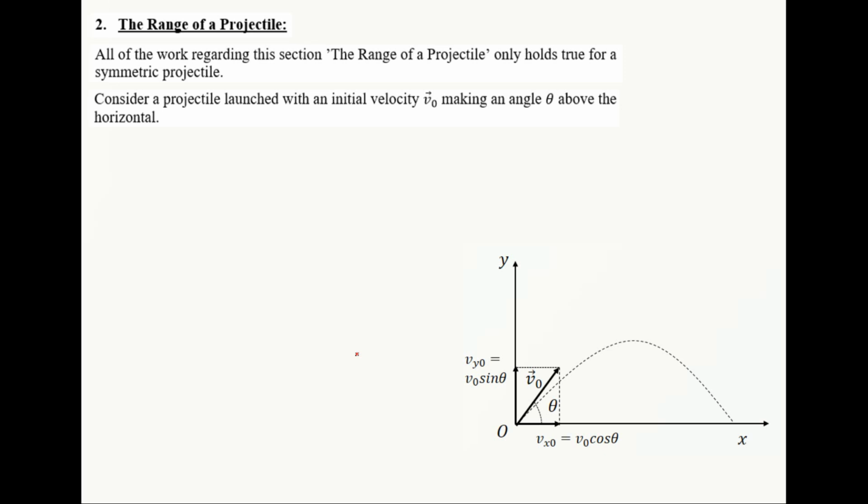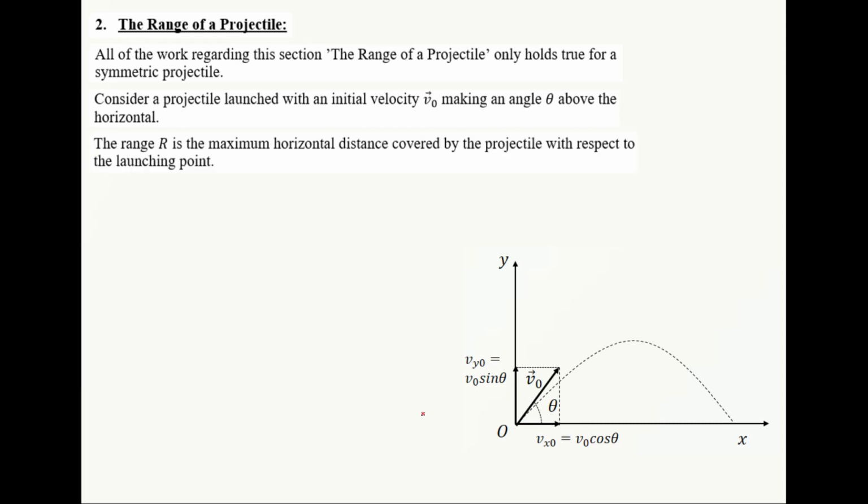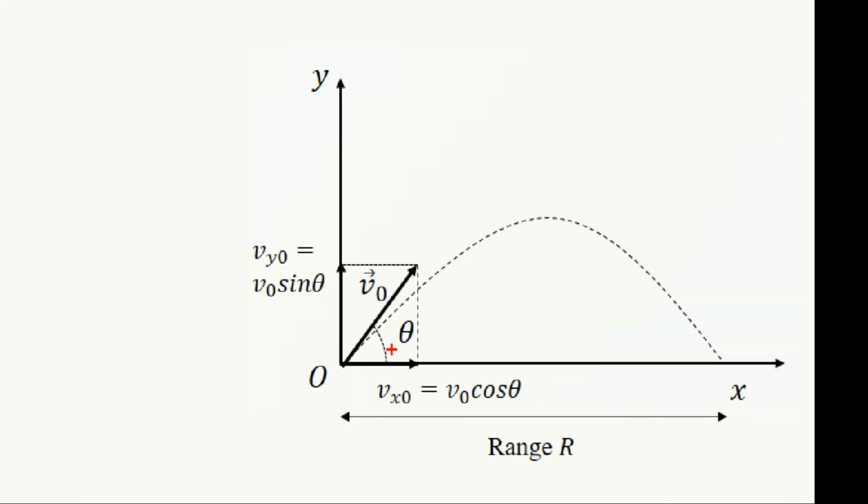Consider a projectile launched with an initial velocity v0 making an angle theta above the horizontal. Now we have the same setup, the positive direction is up, and you know everything related to that. The range R is the maximum horizontal distance covered by the projectile with respect to the launching point. Basically, here I'm defining what is meant by the range. The range is the maximum horizontal distance. Graphically, that would be the range, the maximum horizontal distance measured with respect to the launching point.